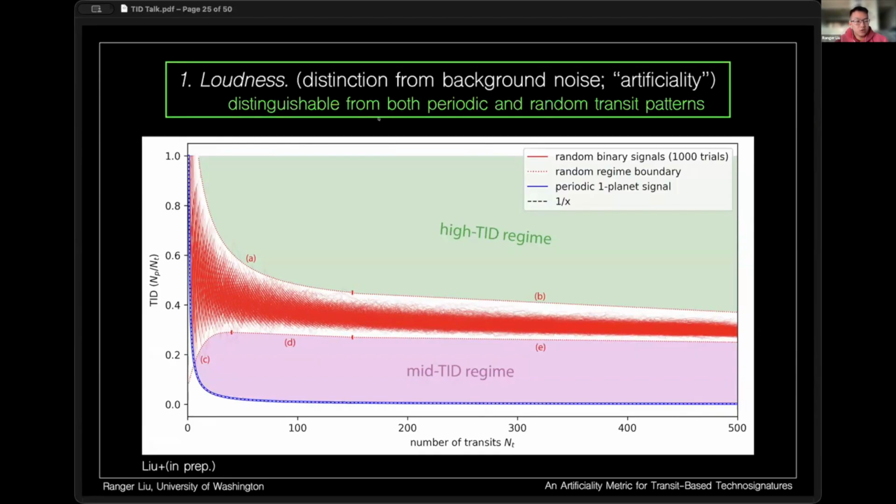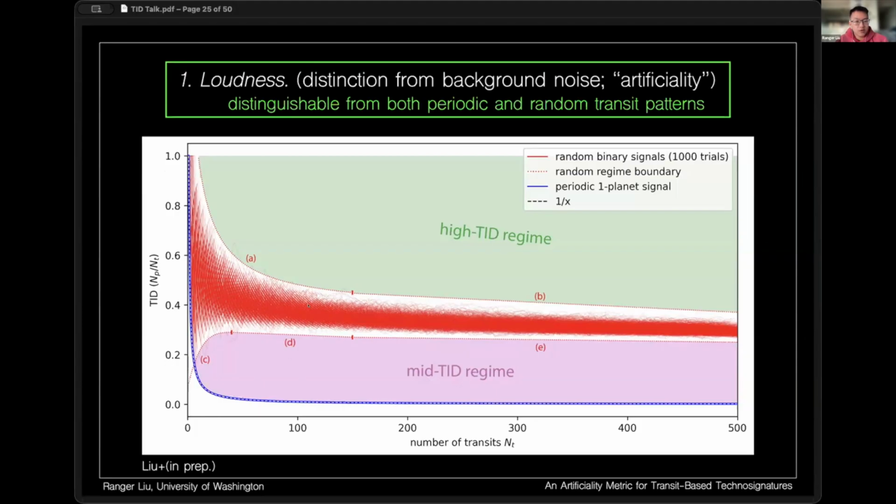So this plot here is showing the TID behavior of periodic and random signals in the simplest binary case. The periodic signal is just one single planet, and the random signals are randomly generated element by element, choosing either 0 or 1. Here on the y-axis, we have that TID, NP over NT, and then we have increasing number of transits on the x-axis. So you can see that asymptotic behavior here from that periodic signal as we expect, which follows exactly a 1 over x trend.